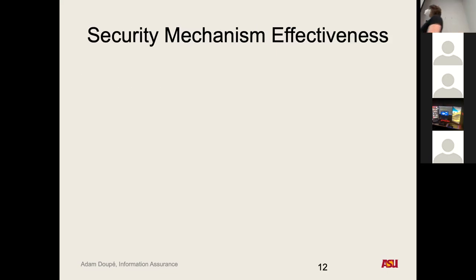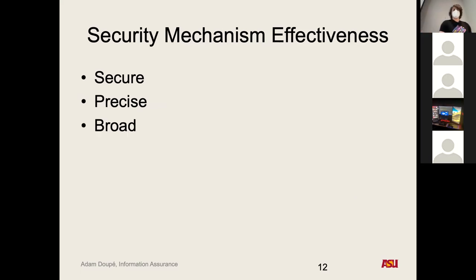The key thing is what makes a security mechanism effective, and we talked about these things. Secure: we want the mechanism itself to be secure, and we want to make sure that the mechanism itself doesn't fail. The mechanism is precise, so it does what it's supposed to do and nothing more. And how broad is the security mechanism?